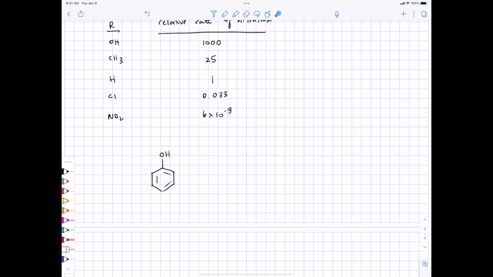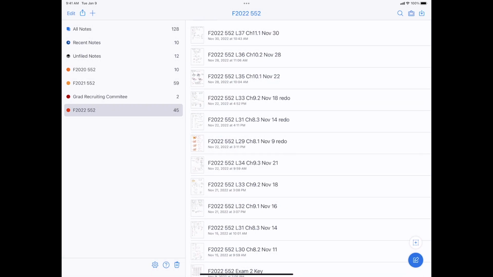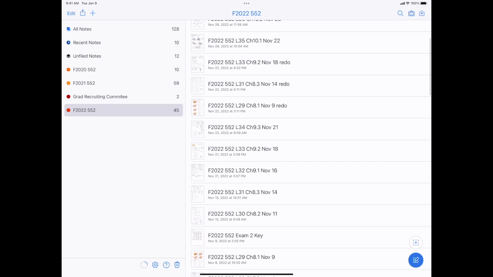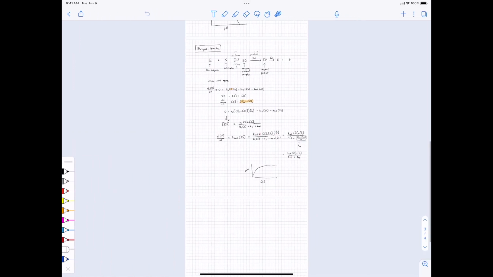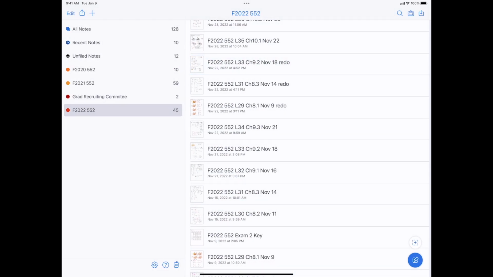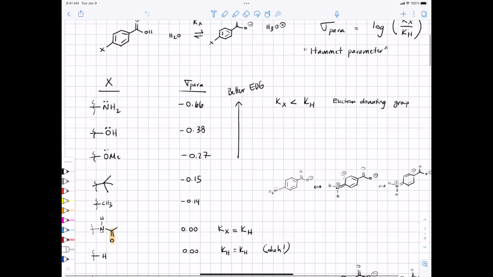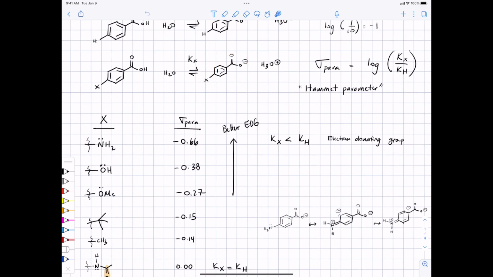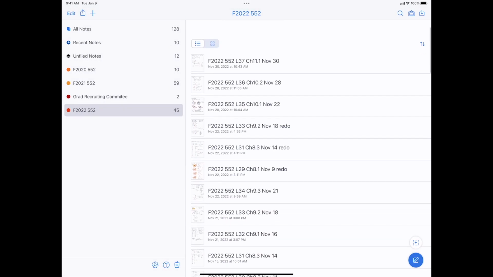And for benzoic acid, we saw that OH had a fairly large positive sigma value, right? Positive sigma. Oh, shoot. All right, now we're going to have to go back and look at it. Let's see, is that chapter? Nope. I'm sorry to get mixed up. Okay, we saw that OH had a fairly large negative sigma value, meaning that it destabilized the benzoate because of its electron donating quality. Sorry to have gotten that mixed up.